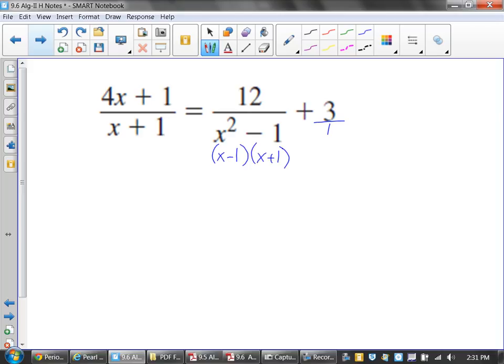Now, between those 3 different denominators, what becomes the common denominator? 1. x plus 1, x minus 1. Again, this is mirroring our 1/4 minus 1/6. They both had a 2 in common. We wrote it down. What was left over? A 2 and a 3.